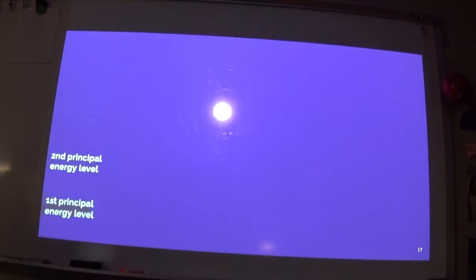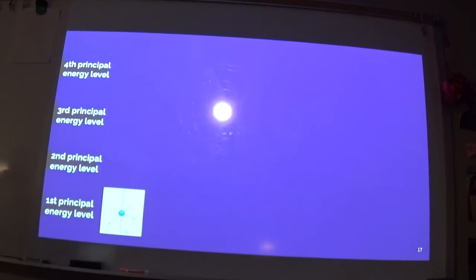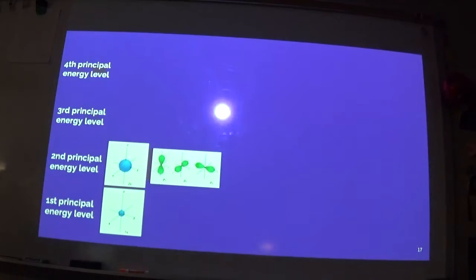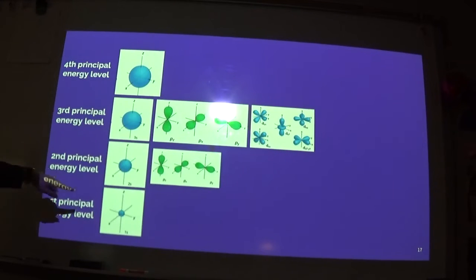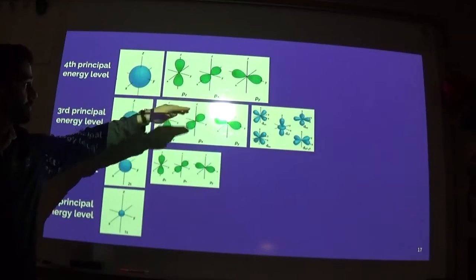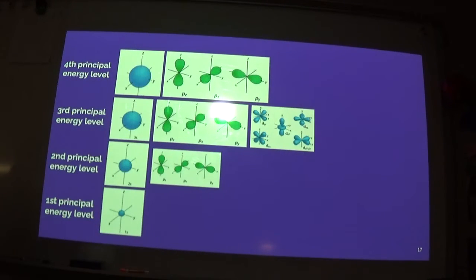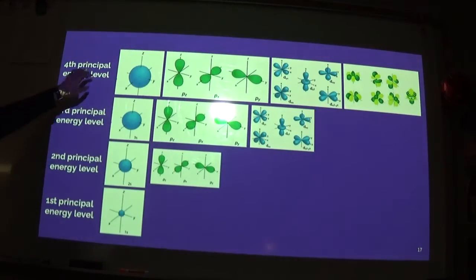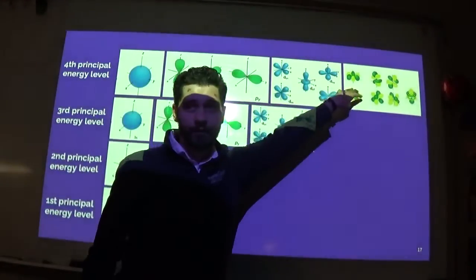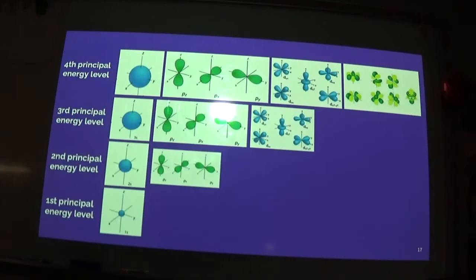Okay, so now I'm going to add these back to our little chart here. My first 4 energy levels. On the first energy level, I have 1s. Next energy level, I have 2s and 2p. Next energy level, I have 3s, 3p, and 3d. On the 4th energy level, I have 4s. Notice how they continue to get larger. I have 4p, 4d, and 4f. So I have all of these orbitals available for electrons to occupy on the 4th energy level.